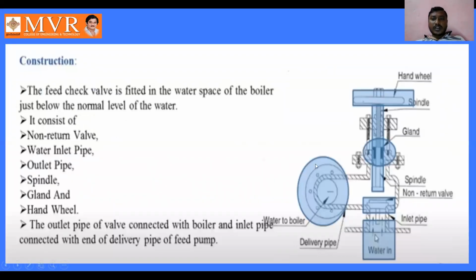We can observe the construction of this feed check valve. The feed check valve is fitted in the water space of the boiler, just below the normal level of water. It consists of a non-return valve, a water inlet pipe, which is the inlet, and an outlet, which is the delivery pipe. We also have the spindle, the gland, and the hand wheel.